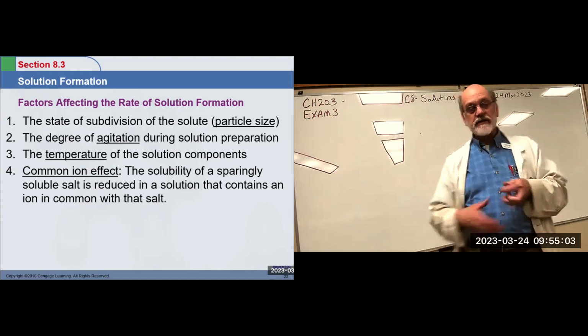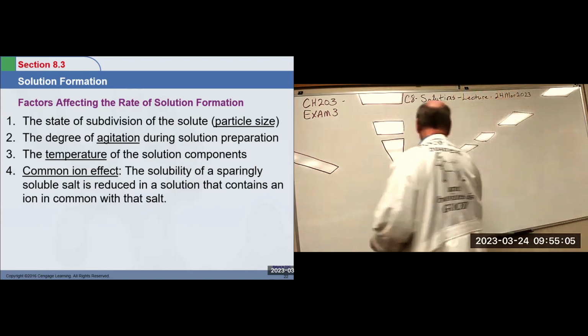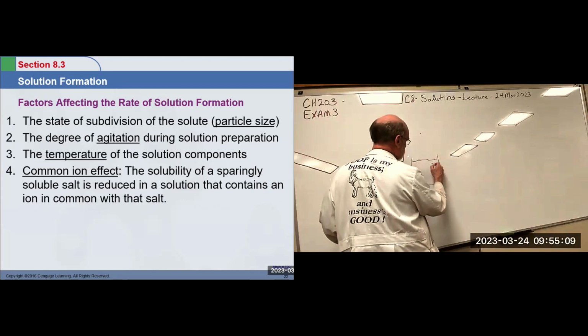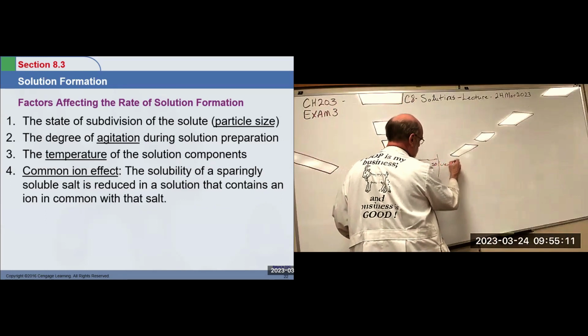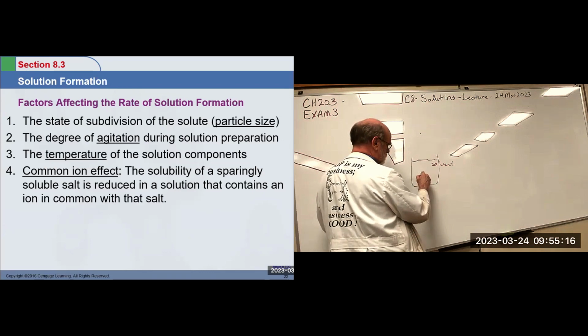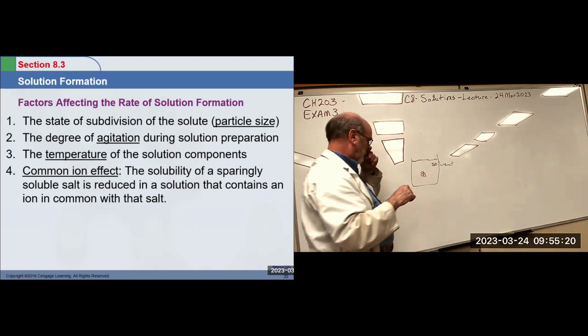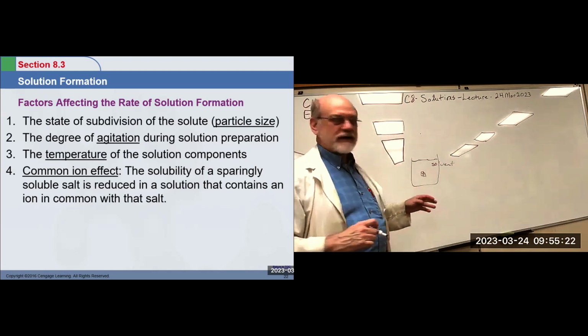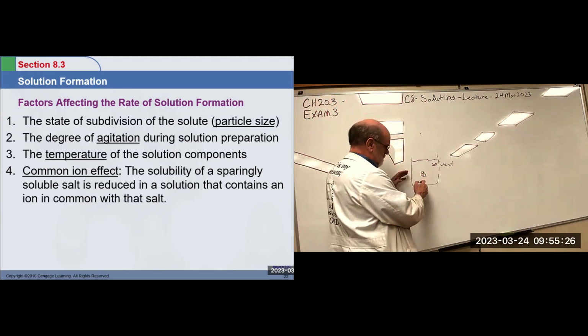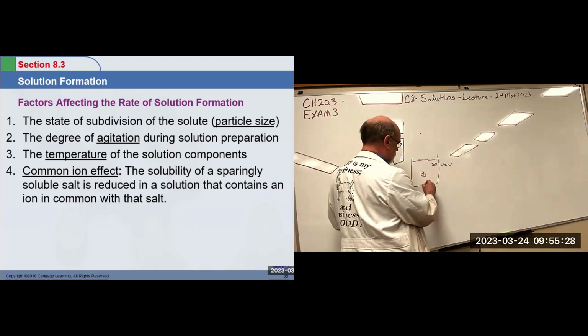What agitation does is, think of it this way. If we have our solvent here, and we put our solid in, I'm going to draw it as a cube. That's what it would be if it were sodium chloride. Draw it as a cube. If you just let it sit there, I probably should have drawn it on the bottom. Just let it sit on the bottom.